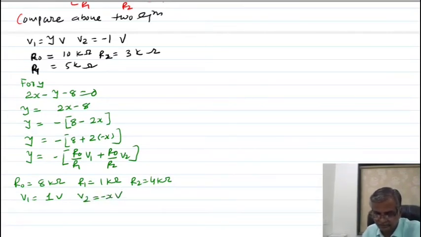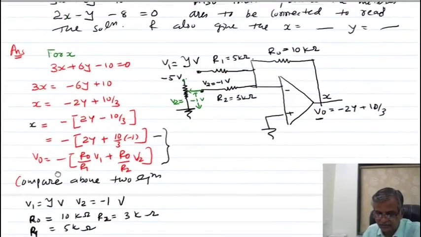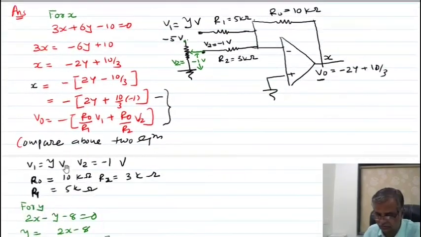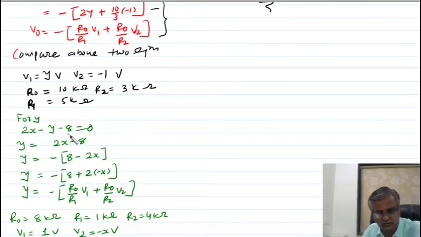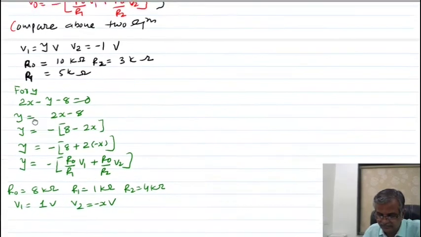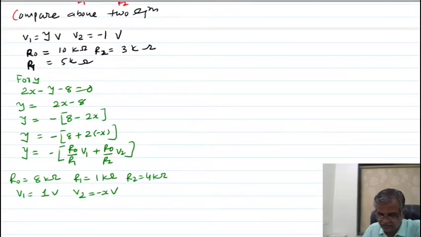Look again, this is the second equation: 2x minus y minus 8 is 0. So y is equal to 2x minus 8. I have taken minus common, with y on this side, so 8 minus 2x, then minus 8 plus 2. You know this is a simplification. Then compare with the standard equation. So by taking this value, I think you understand.